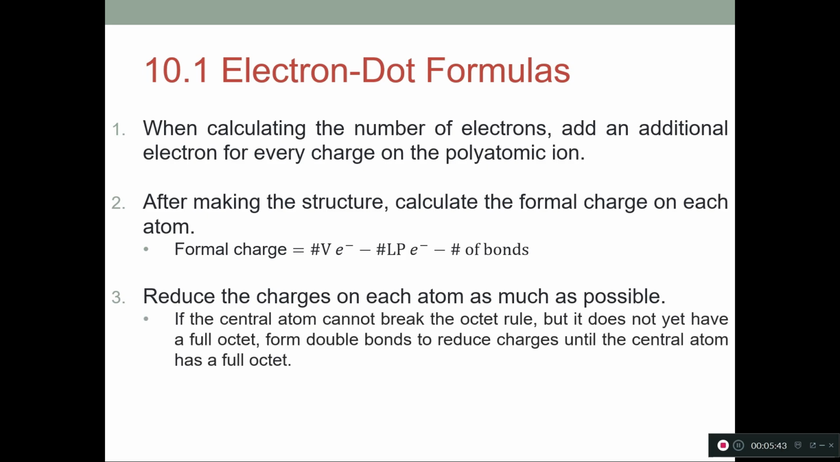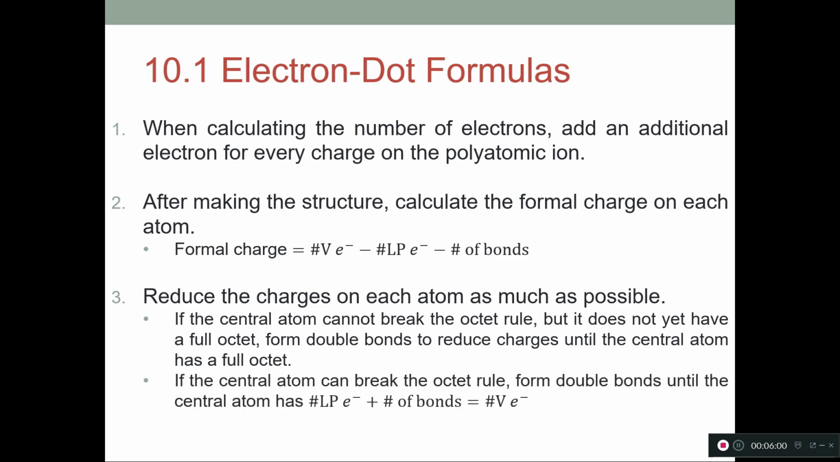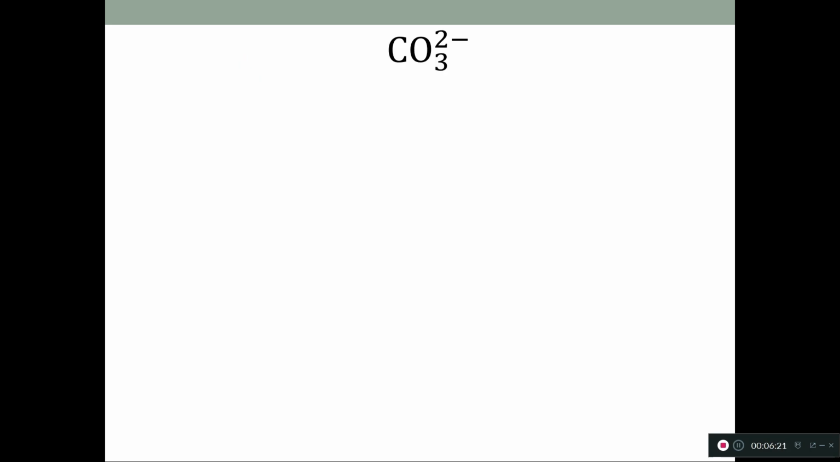So if the central atom cannot break the octet rule, if it's something like carbon, nitrogen, or oxygen, but it does not yet have a full octet, then just as before, we would form double bonds to reduce the charges until the central atom has a full octet. But if the central atom can break the octet rule, then we form double bonds until the central atom has a number of lone pair electrons plus a number of bonds that's equal to the number of valence electrons in the neutral atom. So let's look at this using the carbonate ion.